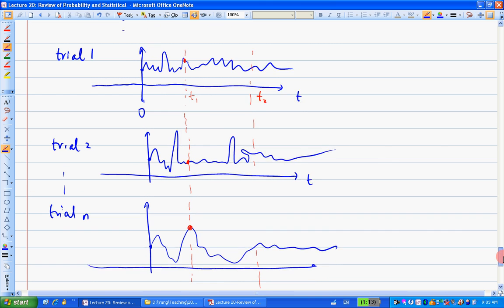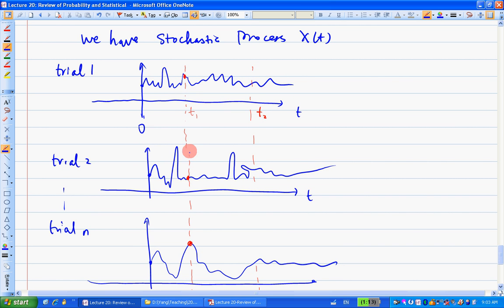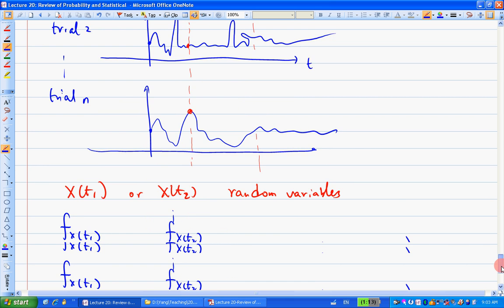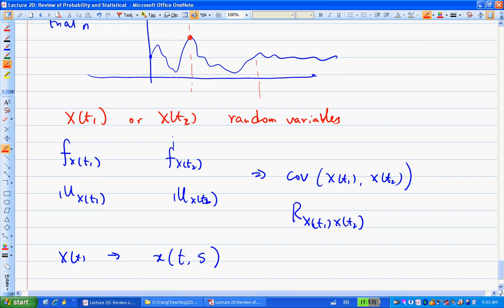As a matter of fact, if you take all the points right here and try to get the average of this one, there's a name for this. This is called the ensemble average.